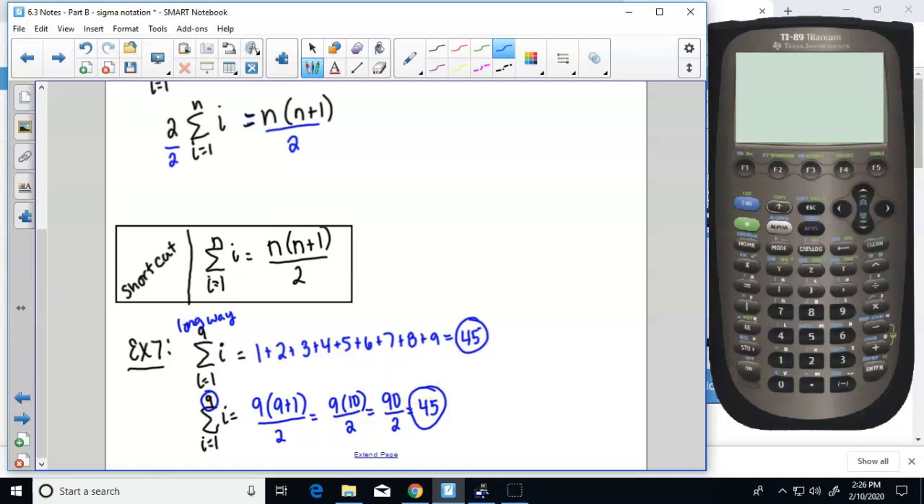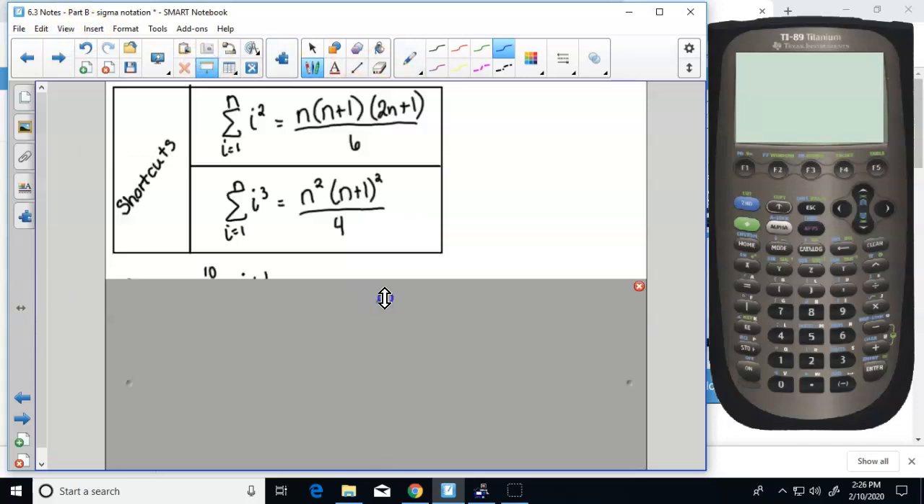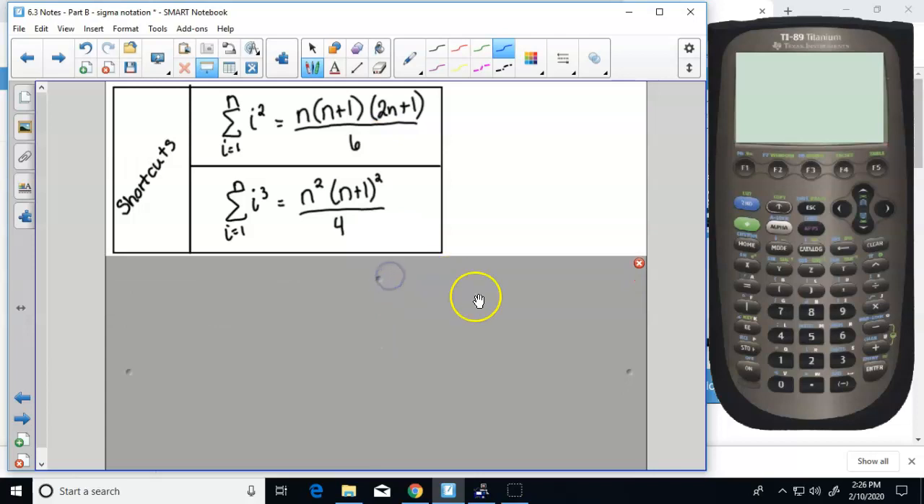Okay, we've got a couple more shortcut rules. I will not make you go through the proofs of them for a couple reasons. Number one, I don't know how to do them. Number two, they would take forever. I'm sure I could figure it out, but I have not yet decided that it's worth my time to do that. So here are our other two shortcut rules.